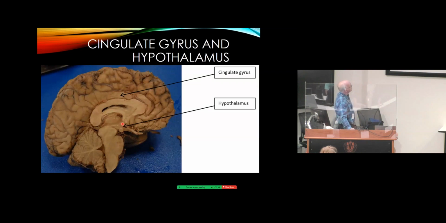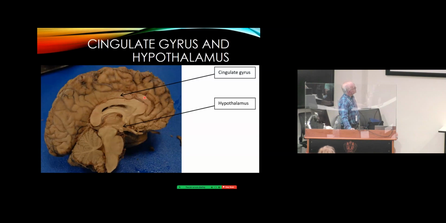Other important parts of the limbic system here are the cingulate gyrus, which we pointed out. And here is the hypothalamus. This whole area right here is the hypothalamus. Remember, it's the head ganglion for the autonomic nervous system. Cingulate gyrus we'll talk about a lot more. This is another area of the brain where if you have a lesion here, you can have impaired empathy.